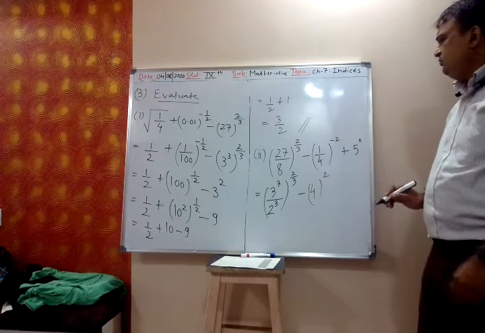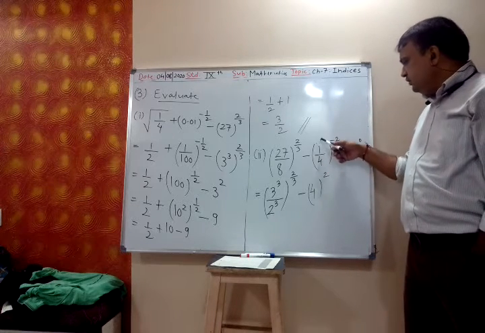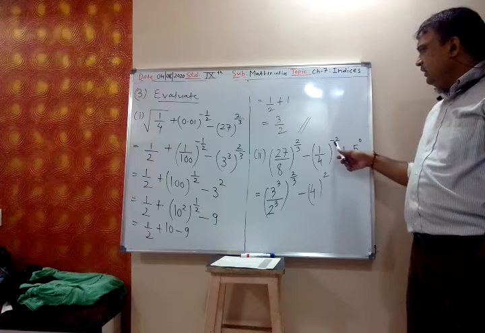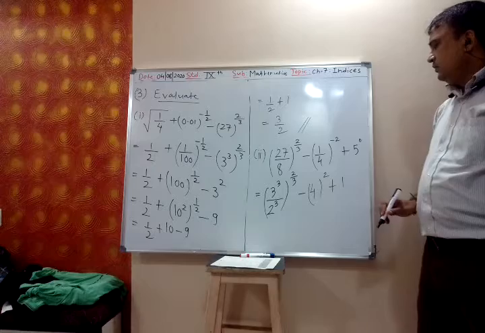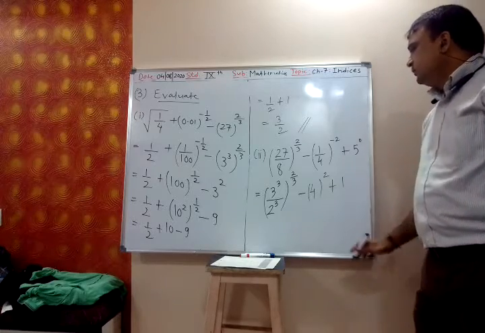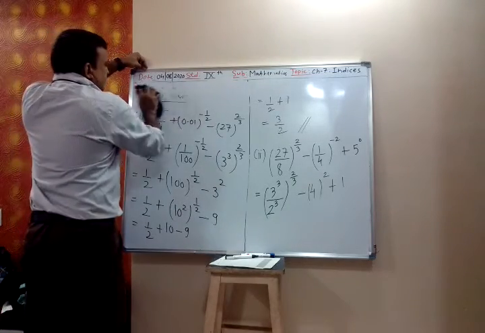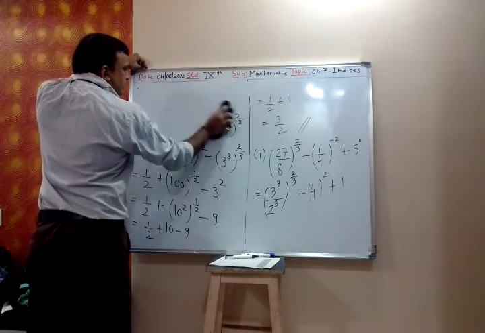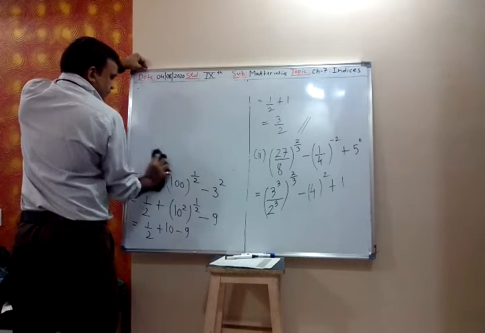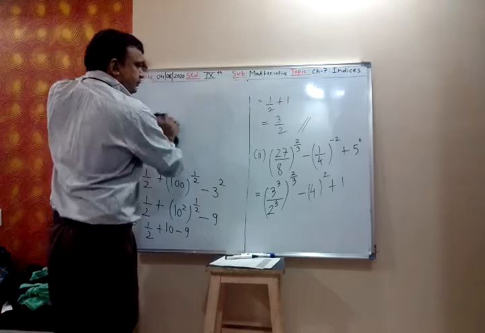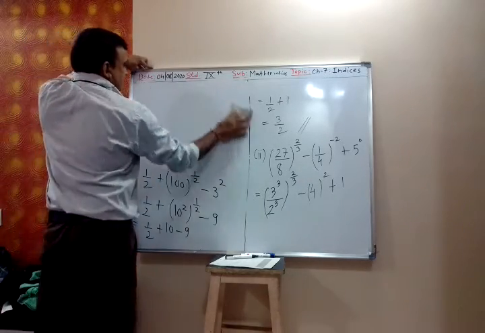Are you getting? 1 by 4 raised to minus 2, the power is negative, so I will take the reciprocal and the power becomes positive. 5 raised to 0 is 1. So this I can write, the power 3 is common, so we can write 3 by 2 whole raised to 3. 3 by 2 whole raised to 3 minus 4 raised to 2. And simplify that.